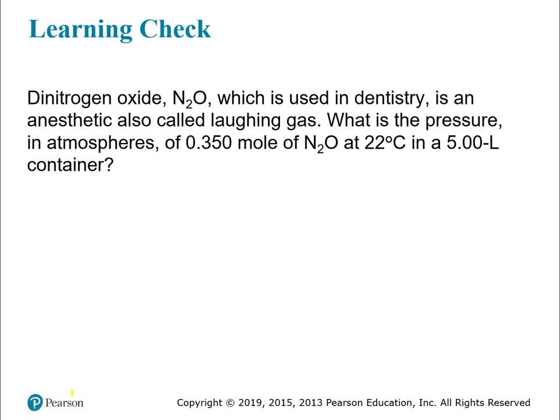We've got a lot of stuff here. Let's start highlighting. What is the pressure? That means that's the thing that we don't know. Of 0.35 moles, we've got a temperature and a volume. We only have one set of conditions here. That's one clue that we're dealing with the ideal gas law, because the ideal gas law does not talk about initial and final. We're also told that we need to calculate the pressure in atmospheres. That's going to be important when we're putting our equation together.